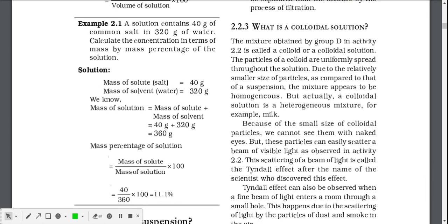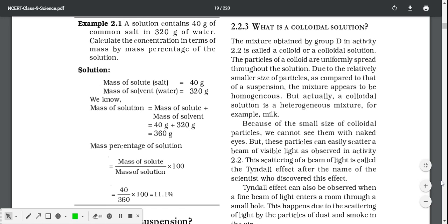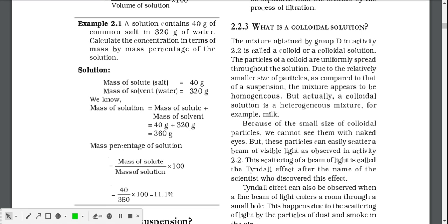So what is a colloidal solution right now? Let's see. The mixture obtained by group D in activity 2.2 is called a colloidal solution. Just go by that activity again. The particles of a colloid are uniformly spread throughout the solution. कोलॉइड के केस में the particles are uniformly spread due to the relatively smaller size of the particle as compared to that of suspension. The mixture appears to be homogeneous.